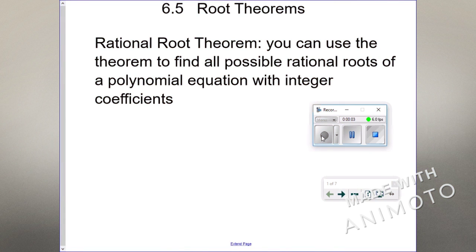This lesson is rather dry, but we are going to learn about roots of theorems. The actual title of this is 6.5 Theorems about roots of polynomial equations. This is theorem number 1, the rational root theorem. Go ahead, pause the video, write that definition down.